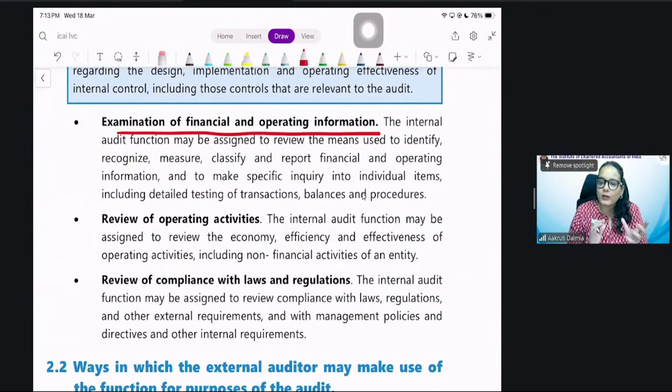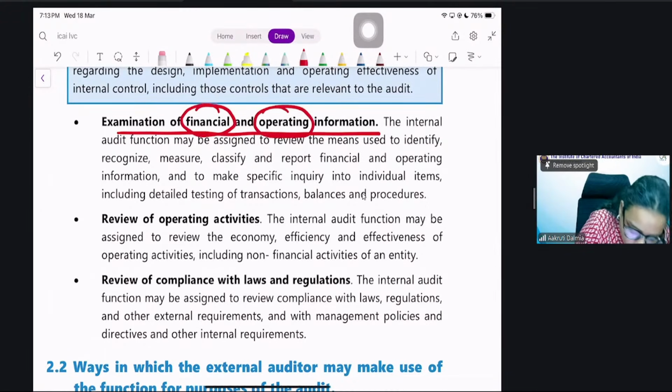Can anyone tell me the difference between a financial information and an operating information? What is the difference between a financial information and an operating information? Can anyone give it with a small example? Anyone would like to try? You can raise your hand also and tell.